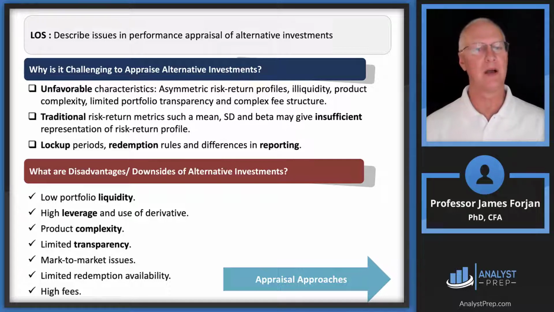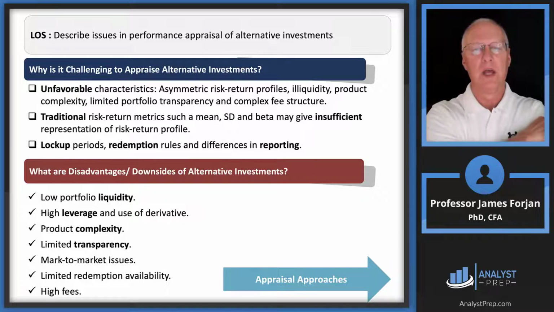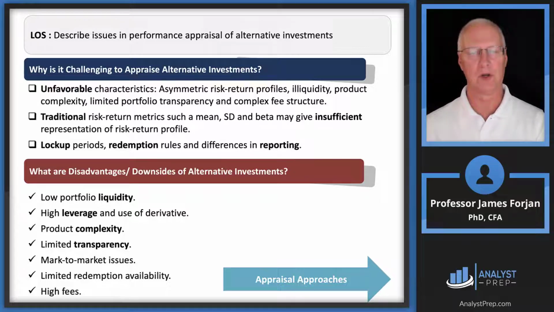But inside of the alternative investments, we may have to go more than just those 2 dimensions. And we'll talk a little bit about that as we go through this slide deck. Product complexity, of course, we're including things like real assets and derivative securities, limited portfolio transparency, and then a complex fee structure, which we'll do in the last couple of slides here in this deck.